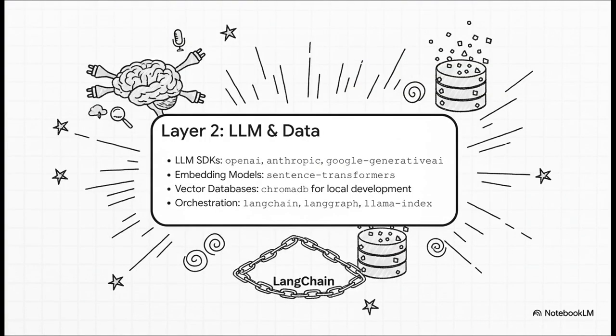Now for the exciting stuff, Layer 2. This is where we bring in the LLM-specific toolkit. You'll grab the SDKs for whatever models you plan to use, whether it's OpenAI, Anthropic, or Google. You'll need a good library for creating embeddings, and a local vector database like ChromaDB is perfect for getting started with RAG. And then, frameworks like LangChain or LlamaIndex help you orchestrate it all.